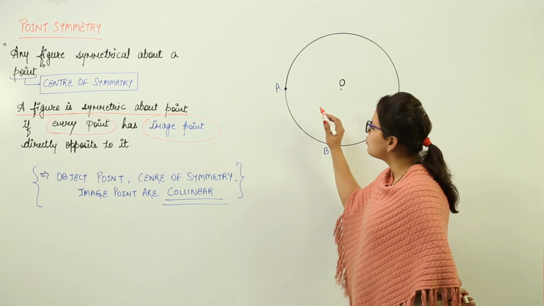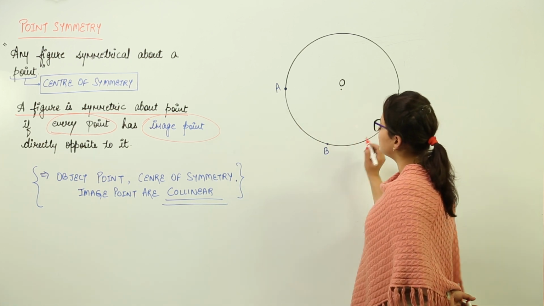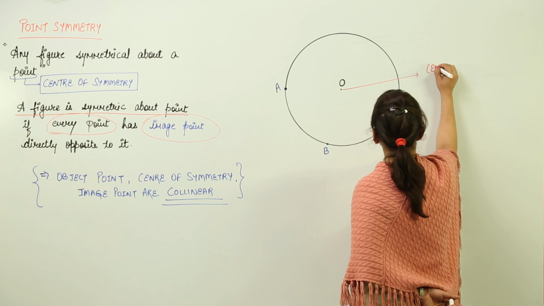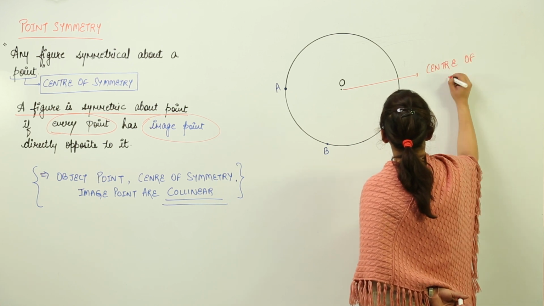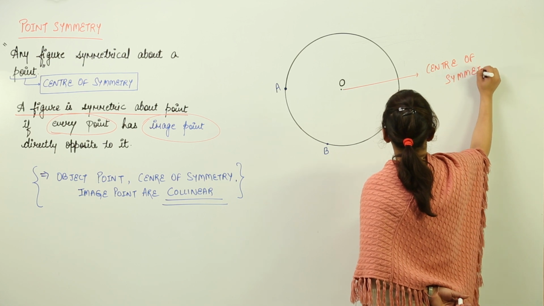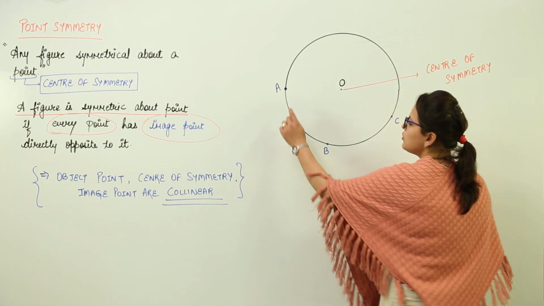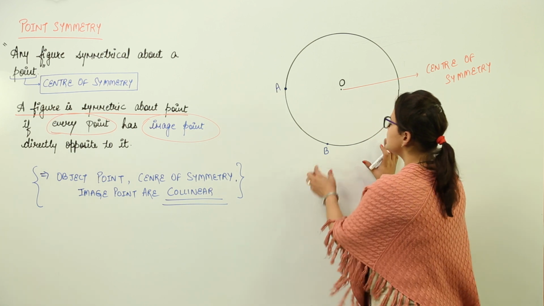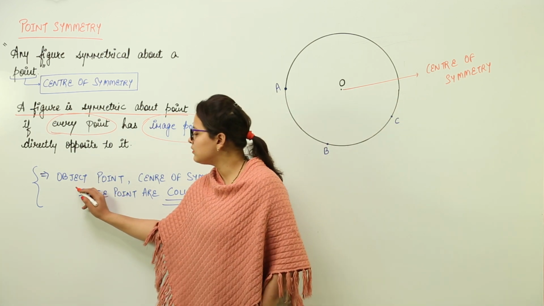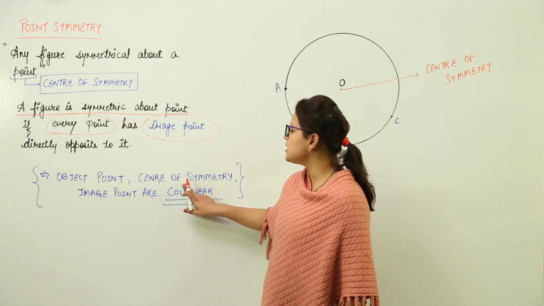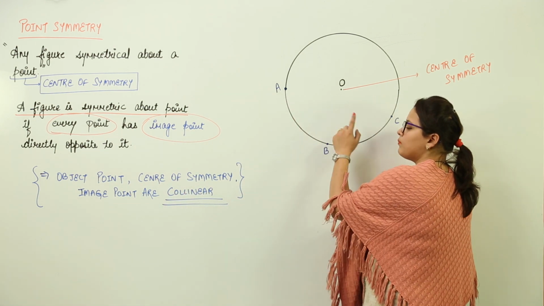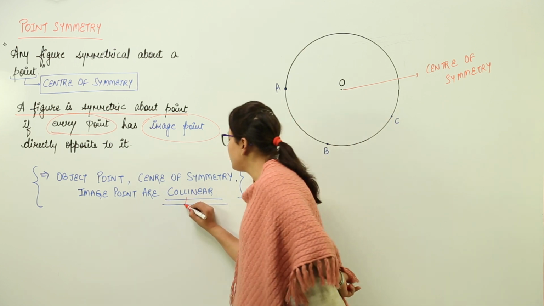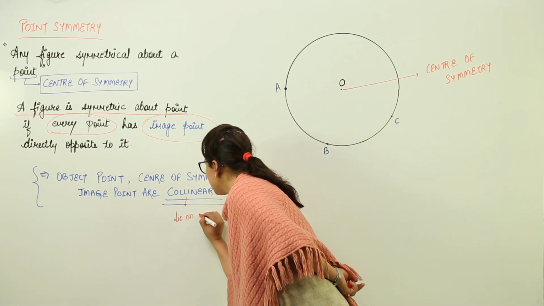So over here what I have done is I have made a circle. This is the center of the circle. I am saying that this is the center of symmetry. So I am calling this the center of symmetry. Now if I ask you to consider A, B and C as the 3 points, which are, you can say, the object points, right? Now we will conclude that the object point, center of symmetry and the image points that will be formed are going to be collinear. Collinear means they are going to lie on one line.